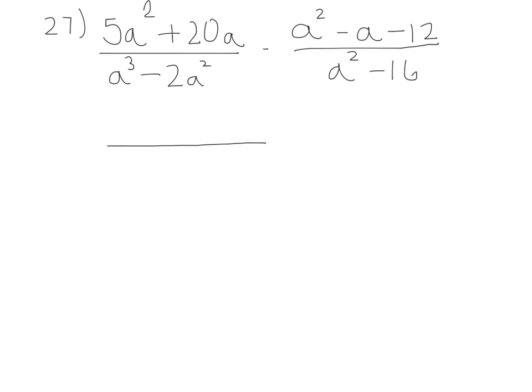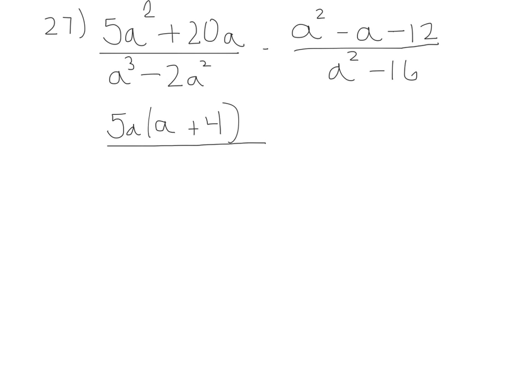I notice that the greatest common factor is 5a. If I divide out a 5a from both of those things, I'll have a plus 4. And I can redistribute that and make sure that when I multiply the 5a by the a and also by the 4, I do in fact get what I started with, and I do.